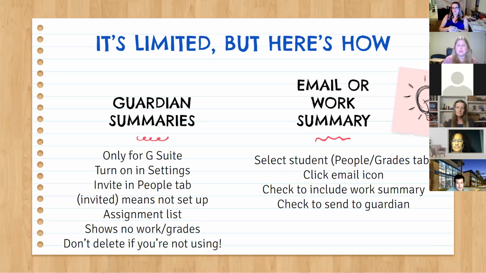And then you can choose to send it to the student only if the students have email access. If your students have email turned off, you can't send it to the student. You can check to send it to the guardian. That only works if the guardian has accepted the Guardian summaries. Otherwise, it won't work. You can't send it to them. Or you can send it to both the student and the guardian. So that would be more likely for secondary, probably, where you're keeping the students in the loop and reminding them.